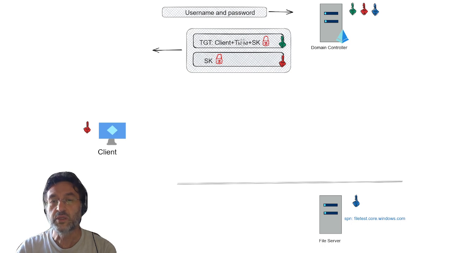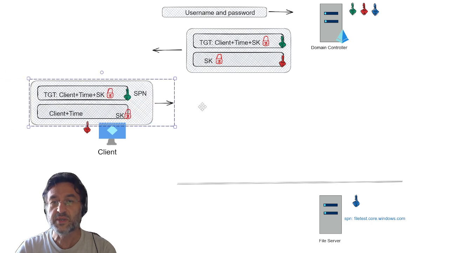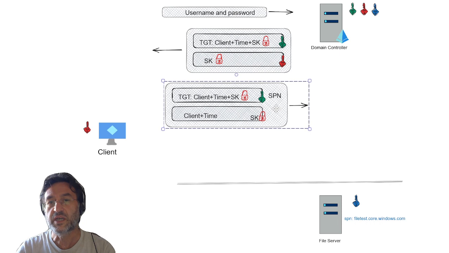But along with this message there is another one that contains the session key. This message is encrypted with the client key. That means the client now has the TGT, which he cannot access, but he has the session key because he can decrypt this message using his own key. After getting this message, this information is cached.